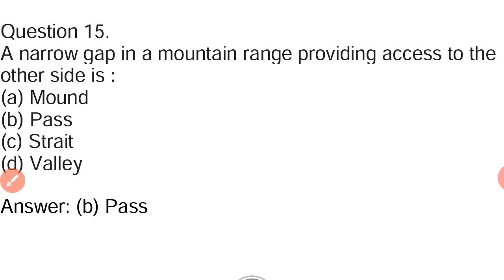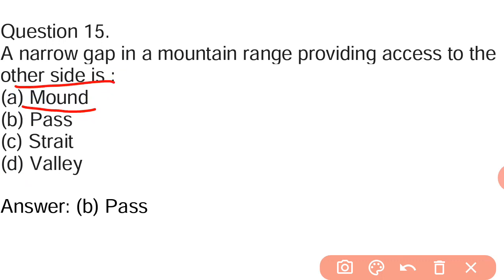A narrow gap in a mountain range providing access to the other side is option A mound, option B pass, option C strait, option D valley. Right answer is option B pass.